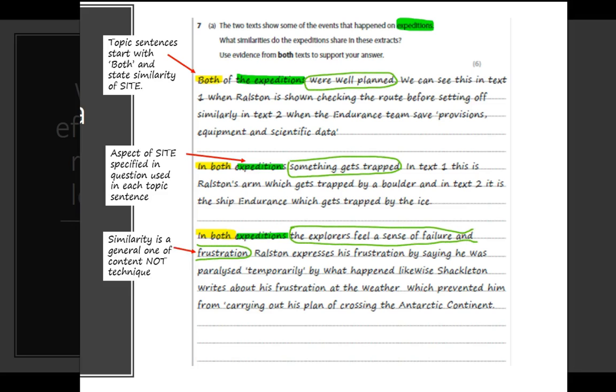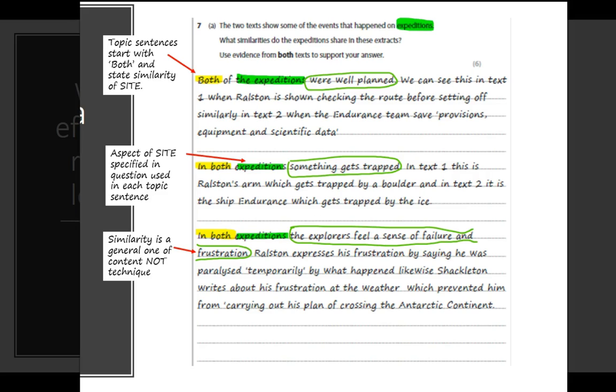The similarity in each paragraph is a general one. So in paragraph 1, we've got the fact that both of the expeditions were well planned. In paragraph 2, we've got an event, something gets trapped, something happens. And then again in paragraph 3, the similarity is a general one of an idea, the sense that both explorers feel a sense of failure and frustration.